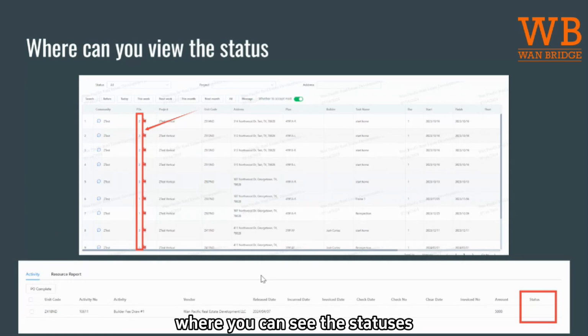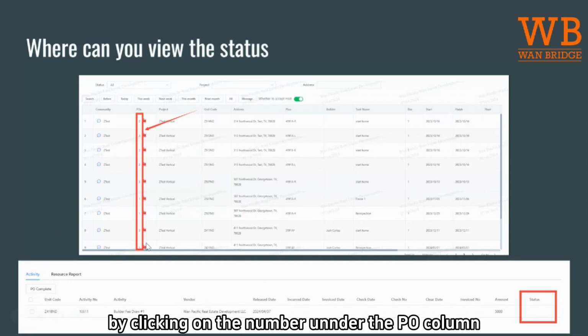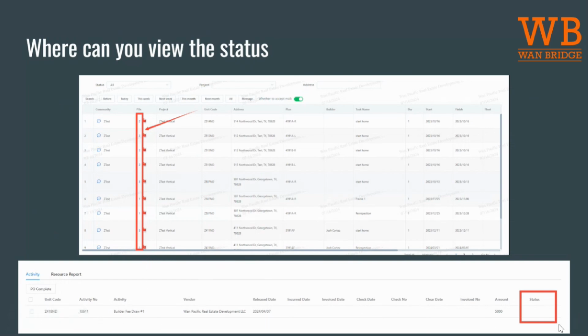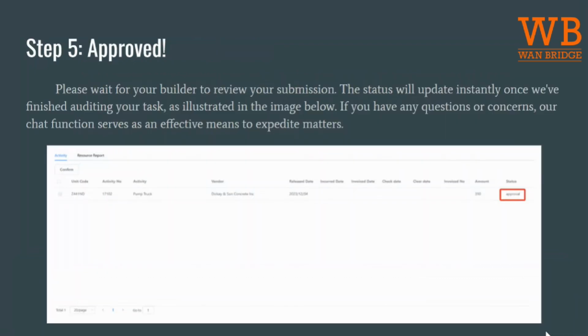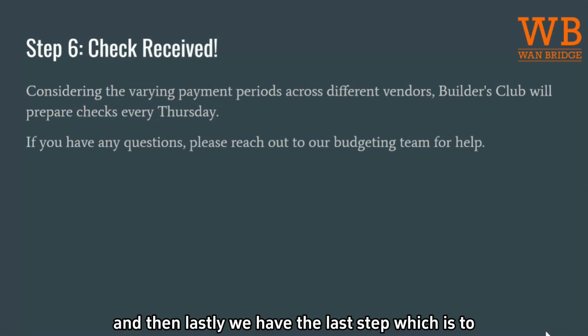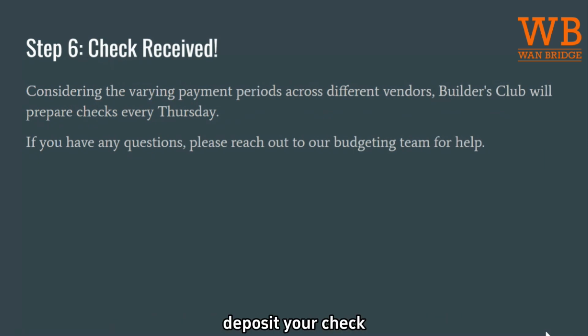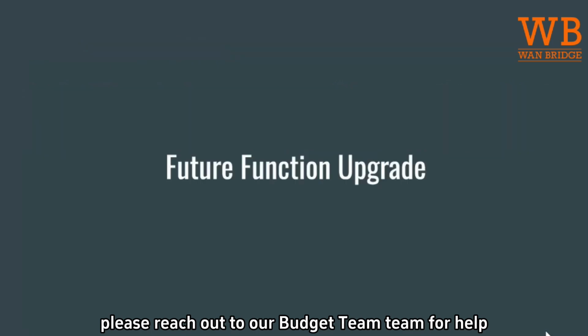To see the statuses, by clicking on the number under the PO column, you will be taken back to this chart, and by scrolling to the very end, you will be able to see the status column here. Finally, when the PO says approved, you know that it's time for you to wait for your check to come. And then lastly, we have the last step, which is to receive your check and deposit your check. Based on the varying payment periods across different vendors, Builders Club will prepare checks every Thursday. If you have any questions, please reach out to our budgeting team for help.